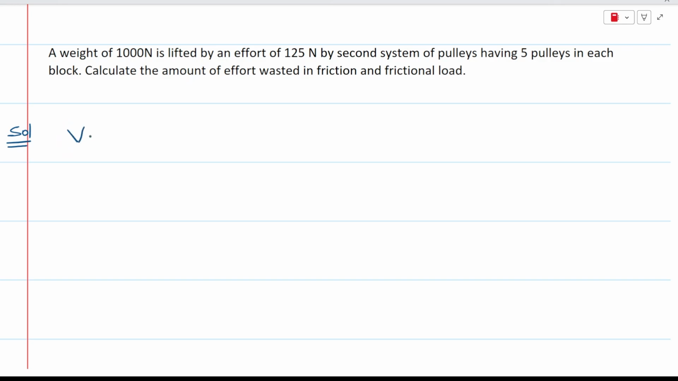So in that case velocity ratio will be equal to 2 times 5, or basically the total number of pulleys will be equal to 10 over here. So in the load block it is 5 and in the effort block also it is 5. So velocity ratio will come out as 10.